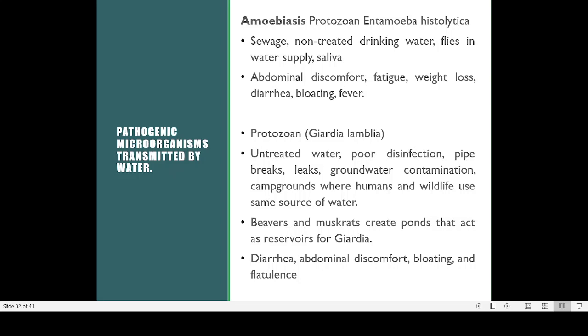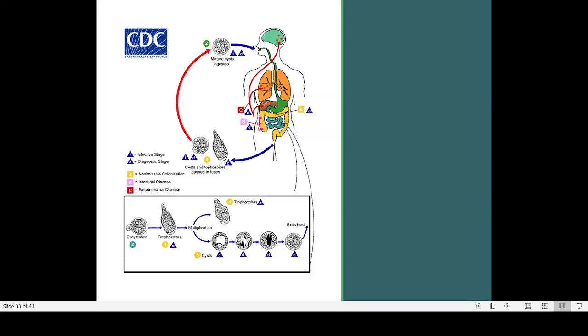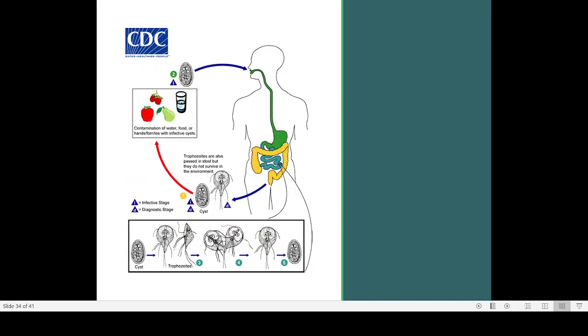So then the remaining points are somewhat similar to all the organisms. Now here also you can see a picture of how this bacterial infection or this protozoan infection is working. We'll come to that later.